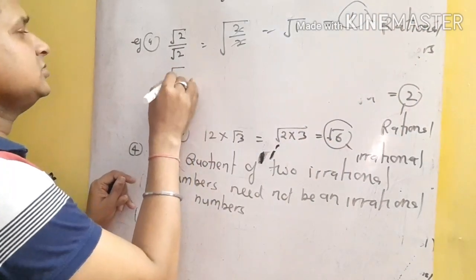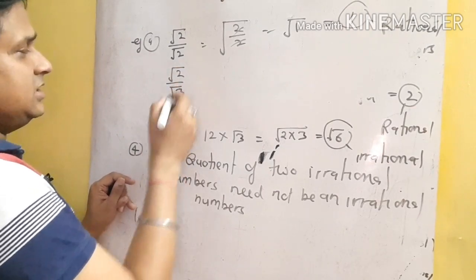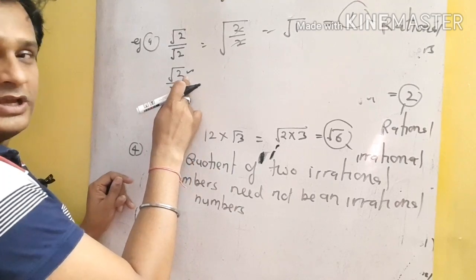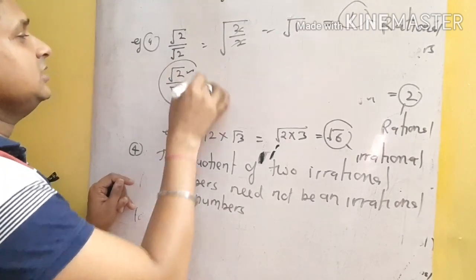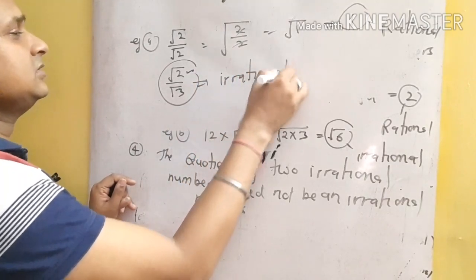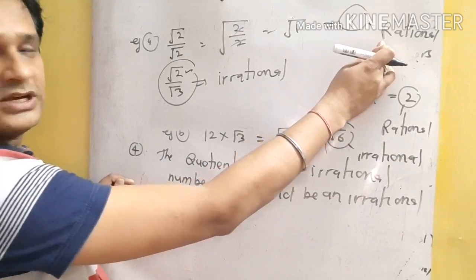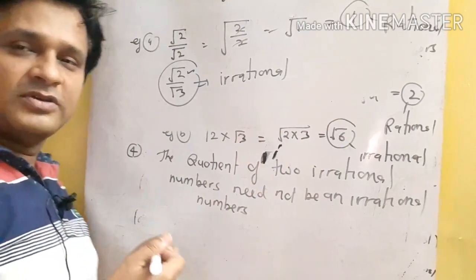Now, if I write root 2 by root 3, see, this is an irrational number, this is an irrational number, both are non-perfect square numbers. So, they will be an irrational number. So, in the first case it was rational, in the second case it is irrational. So, these were the properties of irrational numbers.